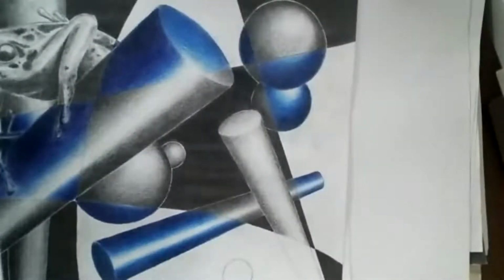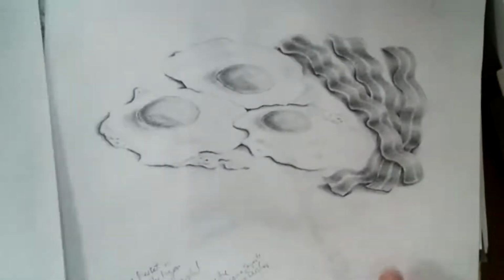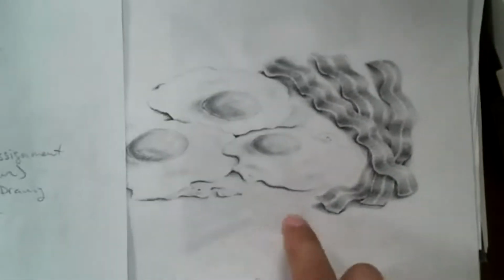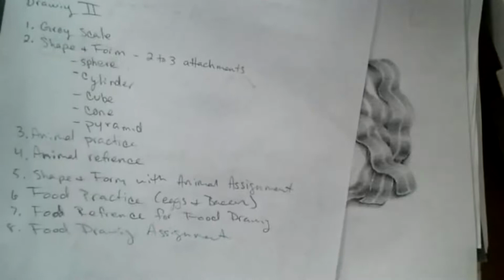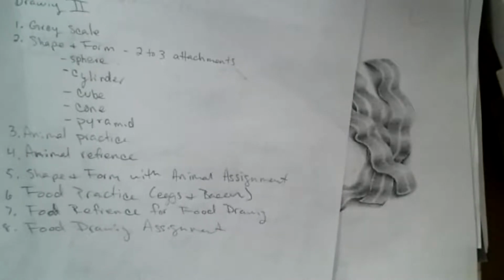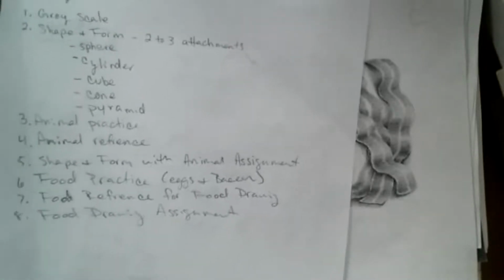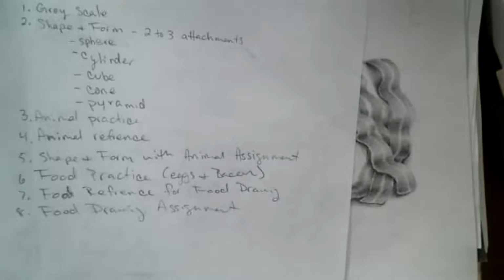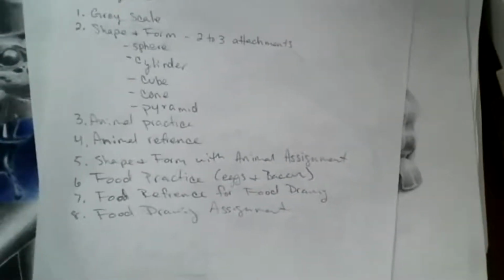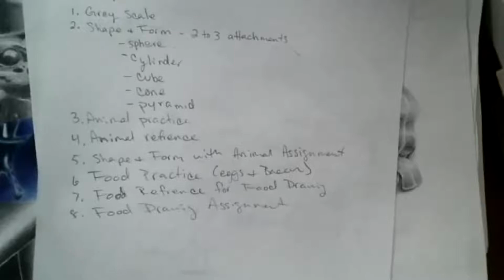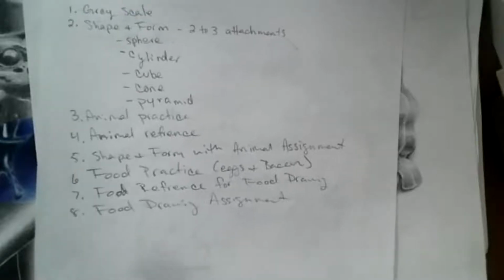Then after that one, I've got the food practice, which was the egg and bacon. So you guys should still have this one. That's going to be right there, what you see, which is number 6. And then, of course, the food reference is the picture of your regular food, whichever was your final. That's going to be number 7. And then the food drawing, which is the final food. I don't have one because I did this one with you guys.